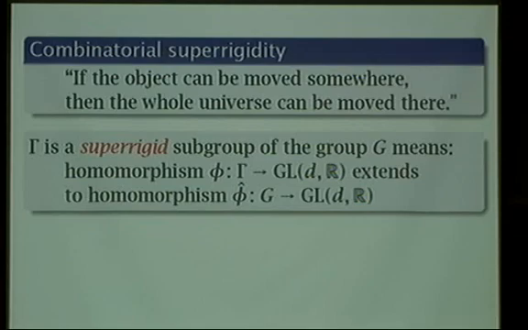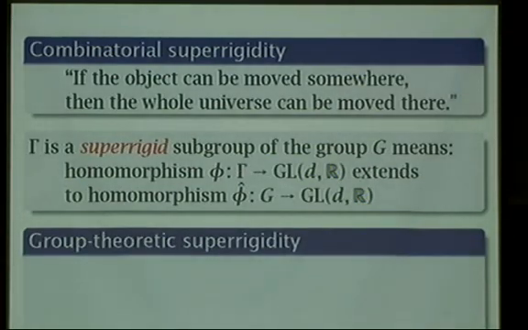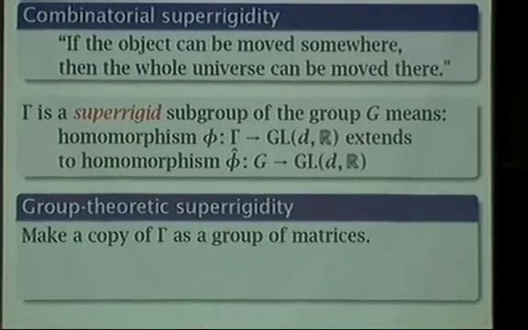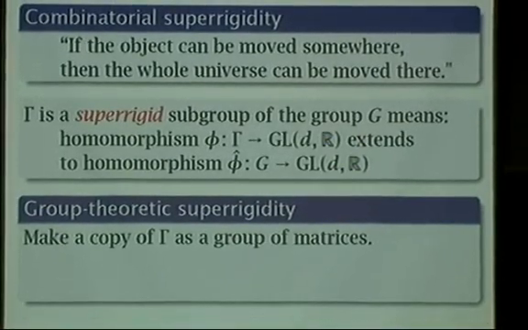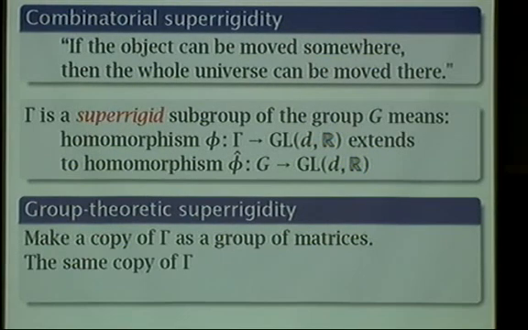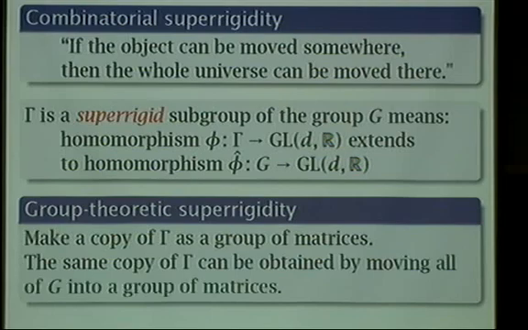If you think of what this means in words, you can say the same thing by saying, suppose we make a copy of gamma. That's what this phi does. Phi will take gamma and make a copy of it as a bunch of matrices. Well, that map phi will extend to be defined on all of G, so what that means is the entire group G can be moved into a group of matrices. So if you take gamma and make it as a bunch of matrices, in fact, that same copy can be obtained by taking not just gamma, but all of G as a group of matrices.